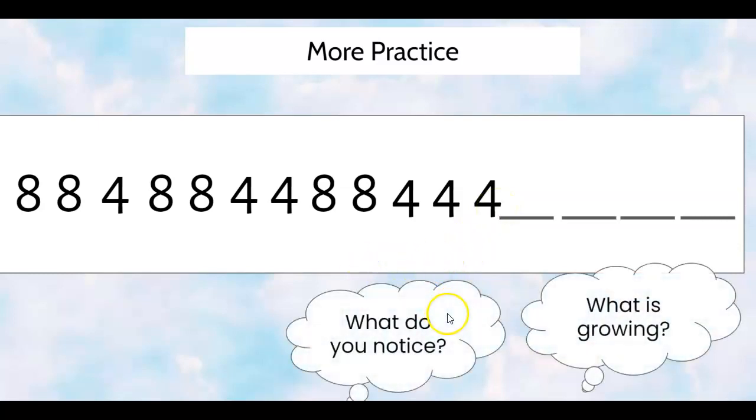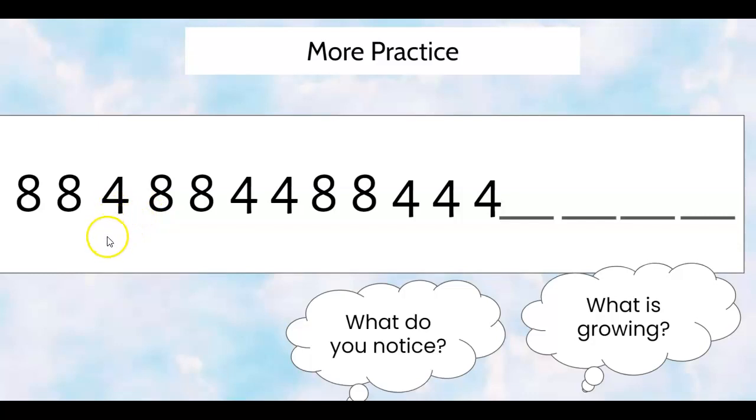What's growing? What do you notice? This question, what do you notice? That's a great way to help your brain think about it. So I'm noticing there are 2 8s, 2 8s, 2 8s. There's always 2 8s, so the 8s are not growing.